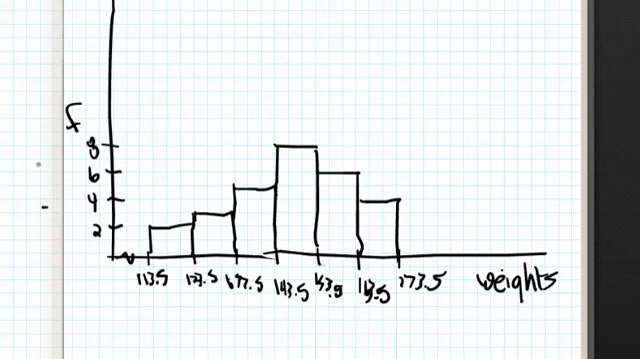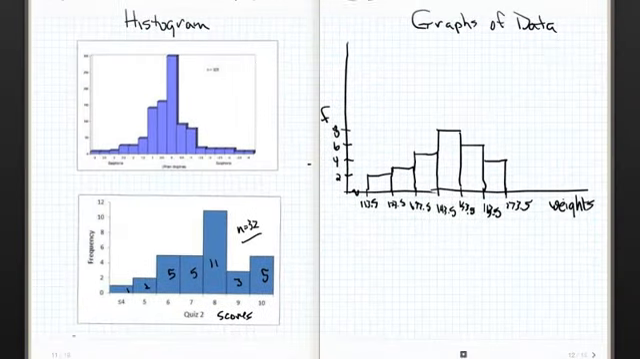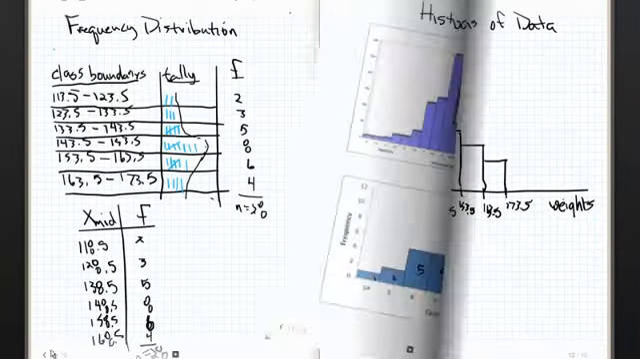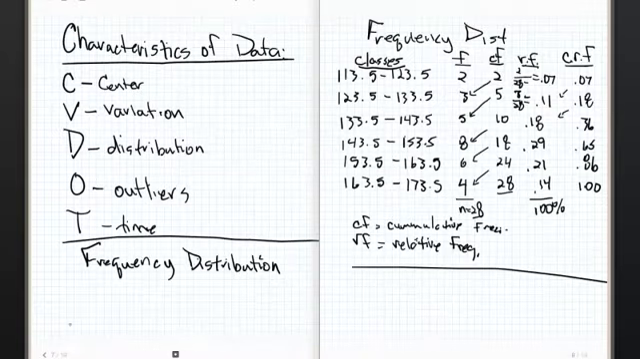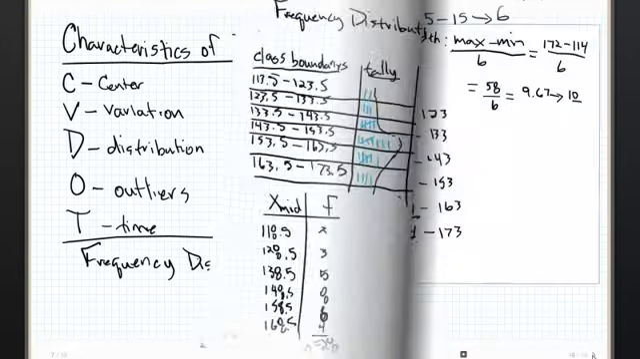Remember that NV DOT, I just did Nevada Department of Transportation. Remember CVDOT, but just by looking at that histogram, I can figure out where the center is. I know what the variation is. I know what the distribution looks like. I can determine whether or not there are outliers. And for that problem, we don't really need to concern ourselves with time.